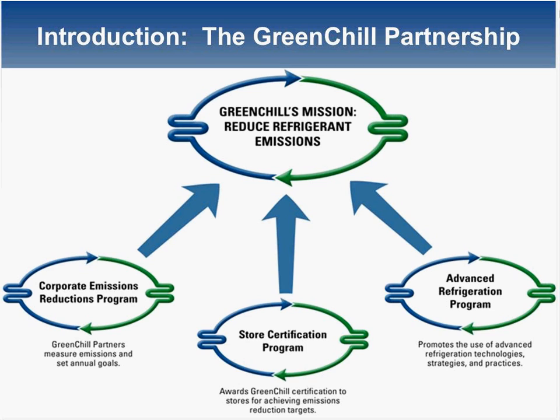The first program is the Corporate Emissions Reduction Program. These are the GreenChill partner companies that you hear about. Those companies have signed up to annual goals to reduce their refrigerant emissions, and if they meet those goals, they win awards from GreenChill and they receive recognition for achieving their goals. The second program is our store certification program. With that program, we award GreenChill certification to individual stores for achieving silver, gold, or platinum emissions reduction targets.